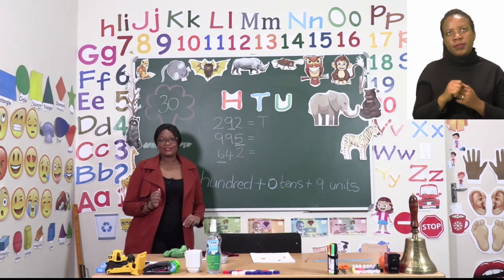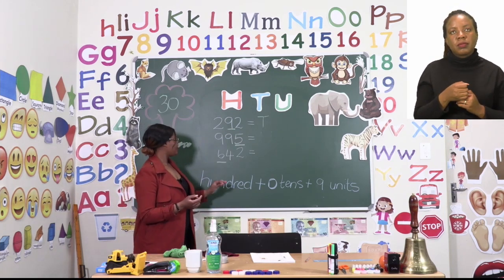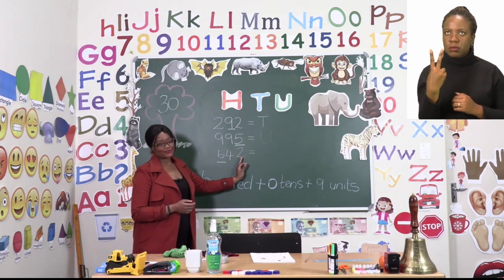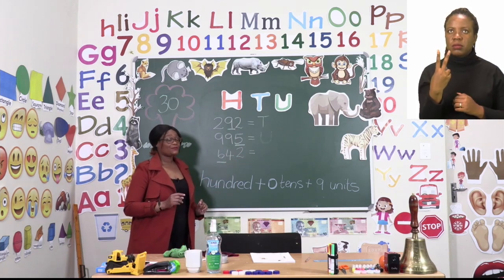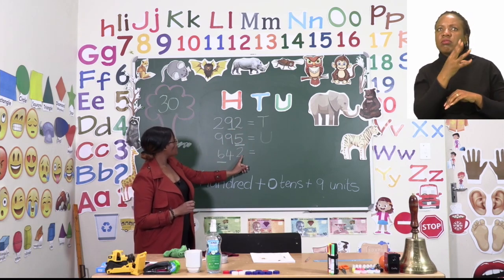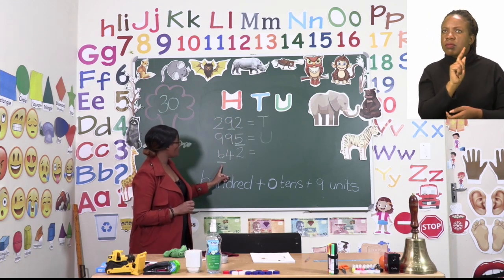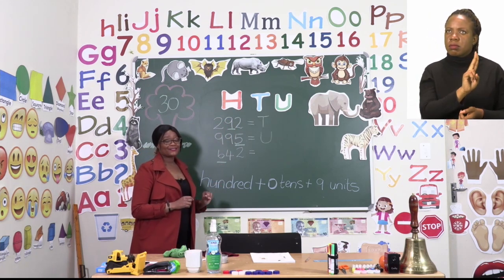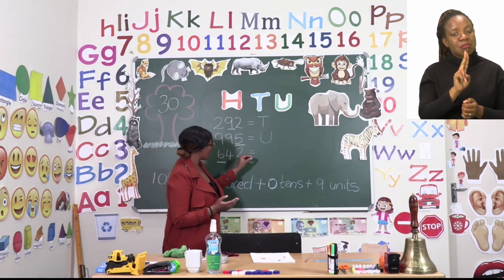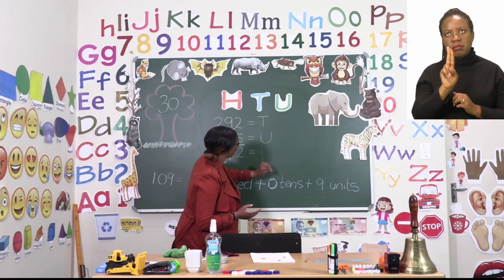The last one we're going to do today is this number. Let's read it together. 642. Now, we need to find out where the 6 is sitting. Is it units, tens, or hundreds? If you said hundreds, well done! That is correct. So go ahead and write your H.